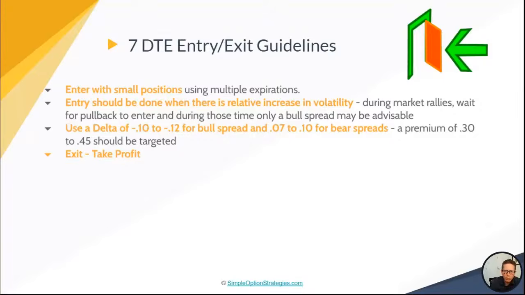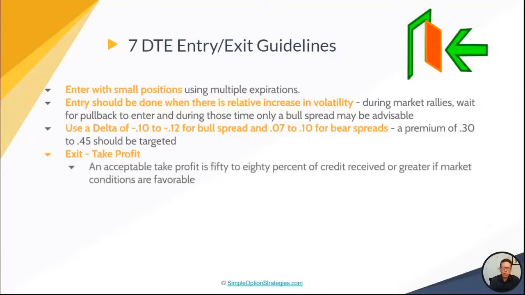That really is an acceptable profit level. And a lot of times I will close them out at 50%, especially if they're call spreads. If the positions have already been rolled or adjusted, the profit target should be 20 to 50% of the credit.